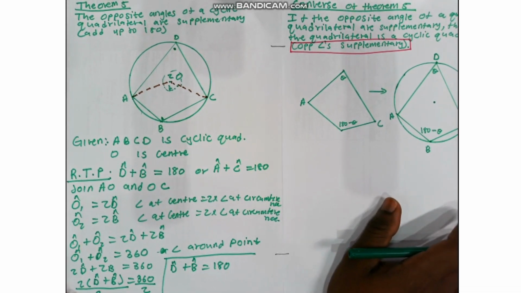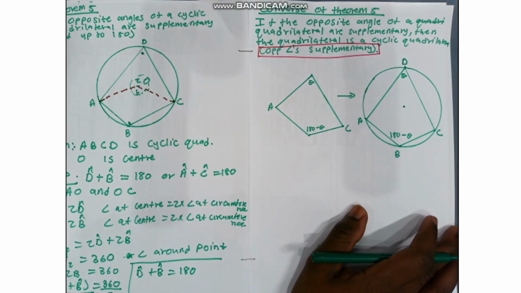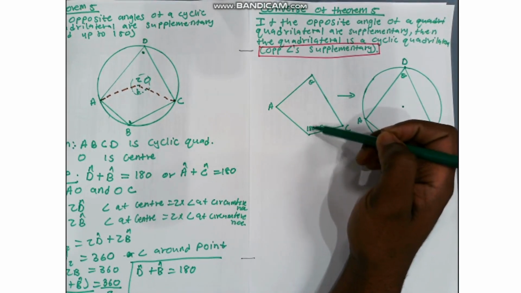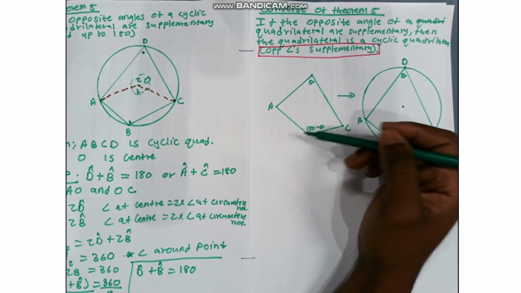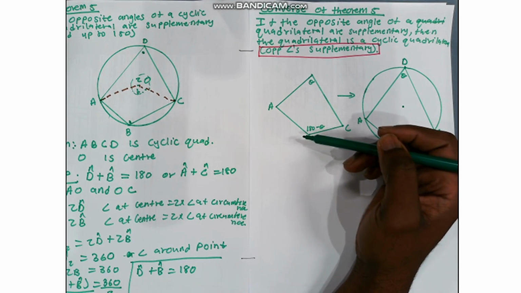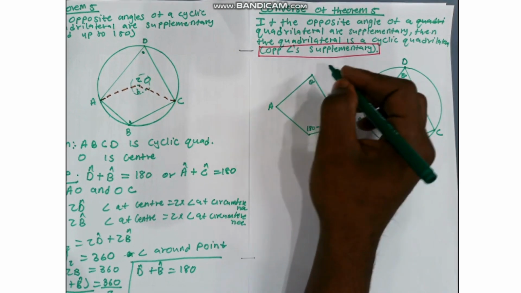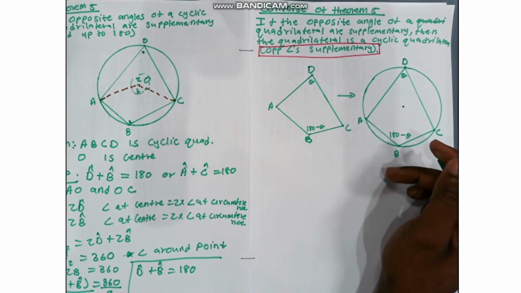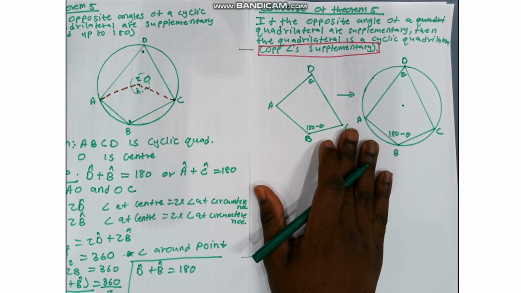Now, coming to the converse of it. The converse of it is just proving that when you add these two, they have to give you 180. If you prove that, therefore ABCD is a cyclic quad. This is one of the ways where we have to prove a cyclic quad.